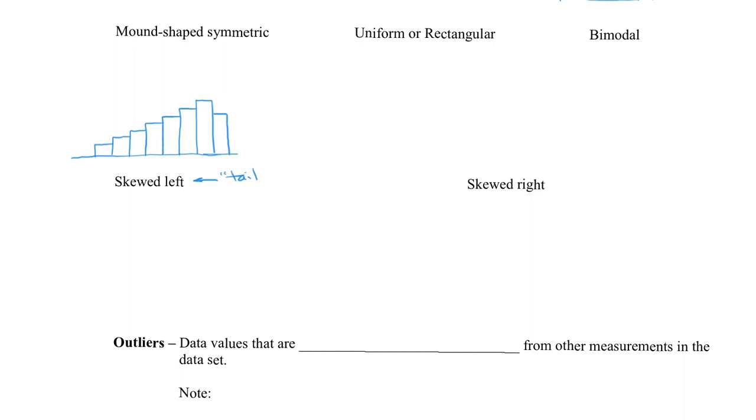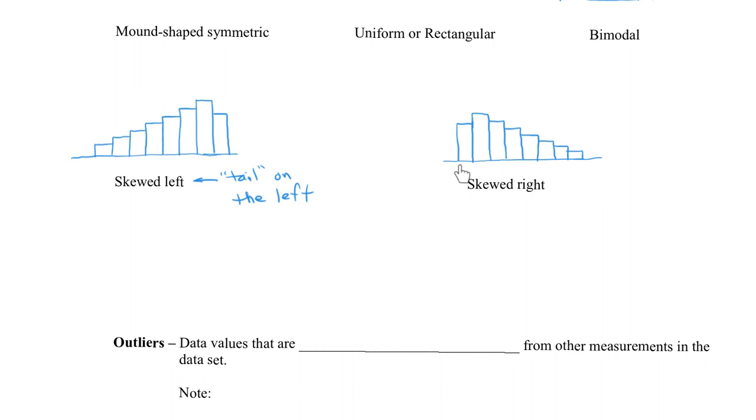A tail on the left. So we say the data are skewed left. So what do you think skewed right is going to look like if I make a histogram skewed right? Any ideas? You can probably make a prediction. It's basically a reflection of this graph. So skewed right just means it looks like there's a tail on the right.